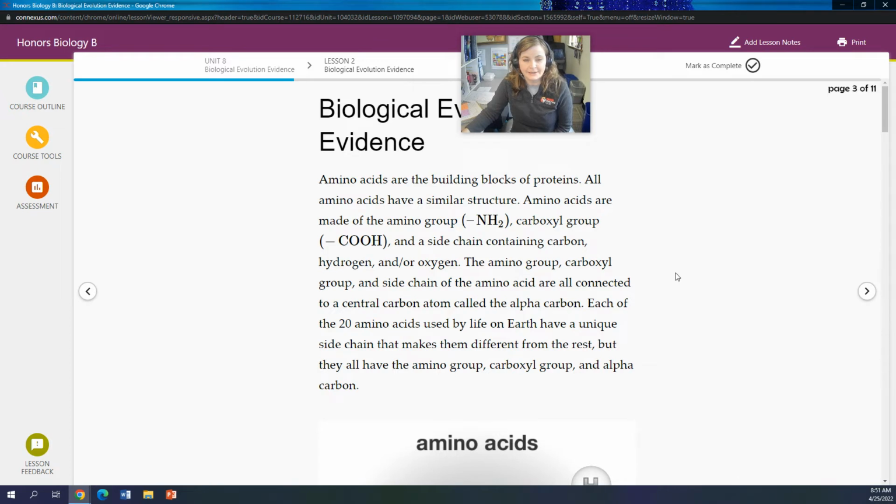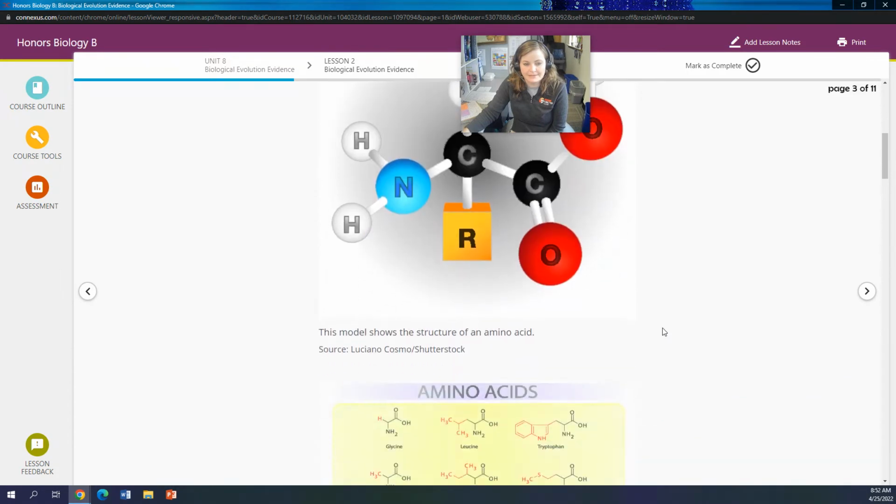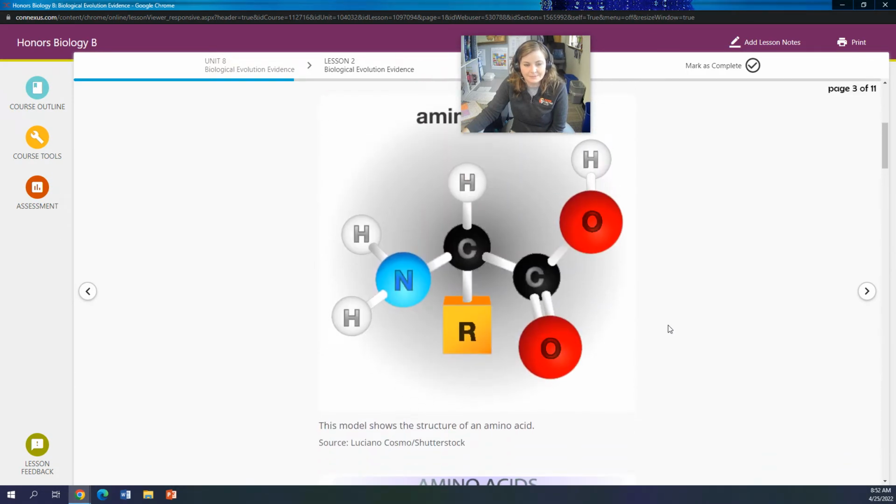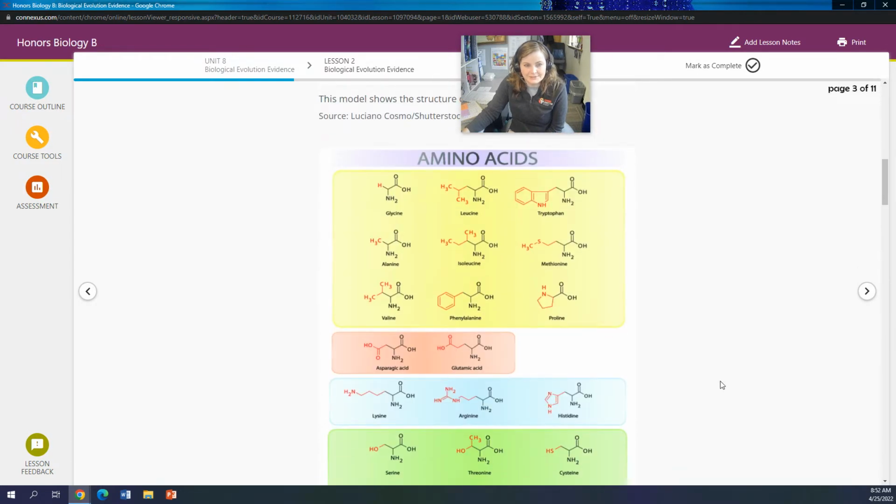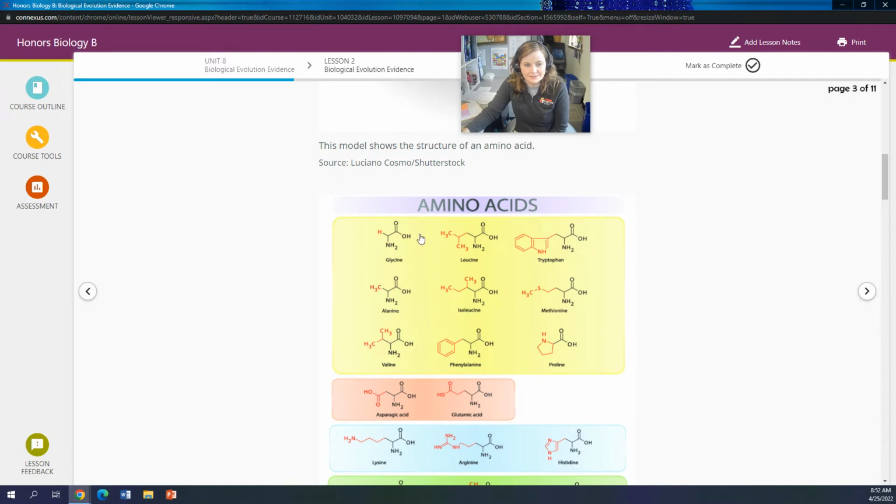So looking at amino acids, these are the building blocks of proteins. They are made up of three different components. They have what's known as the amino group, which is this NH2. They have the carboxyl group, which is the COOH. And then they have what's known as a side chain. And that side chain contains carbon, hydrogen, and or oxygen. So that side chain is really what makes each amino acid different. You can see here these are the different side chains, represented here in the red, right? Notice that the part that's in the black is the same for all.